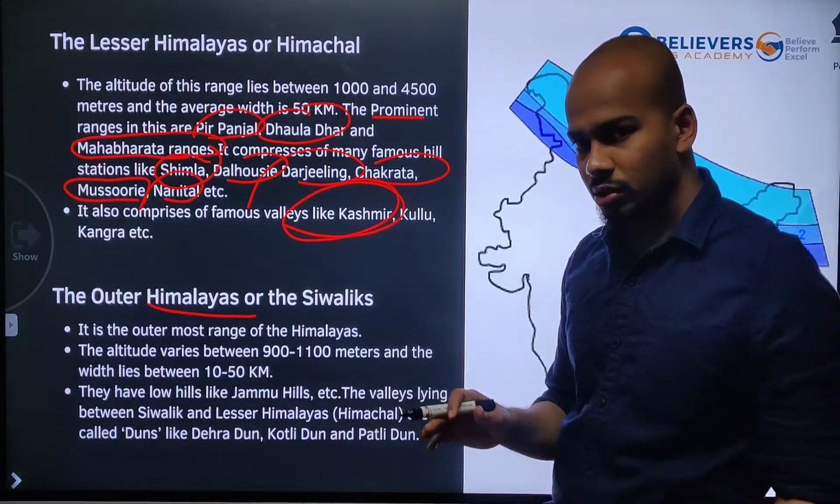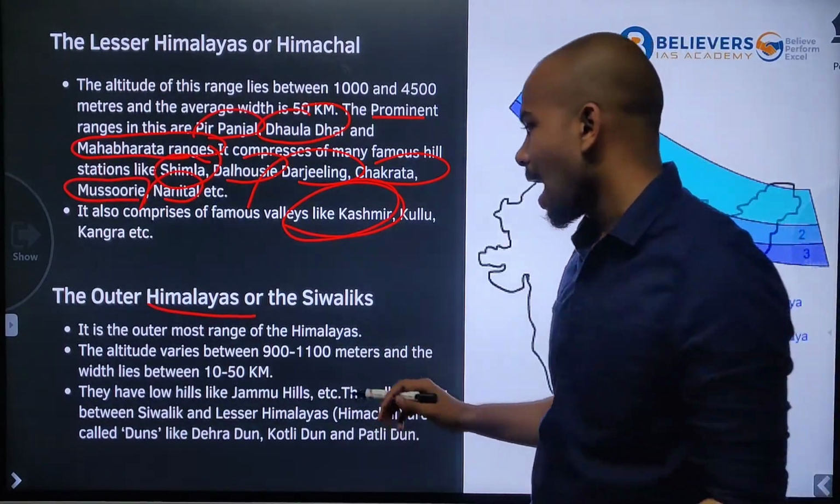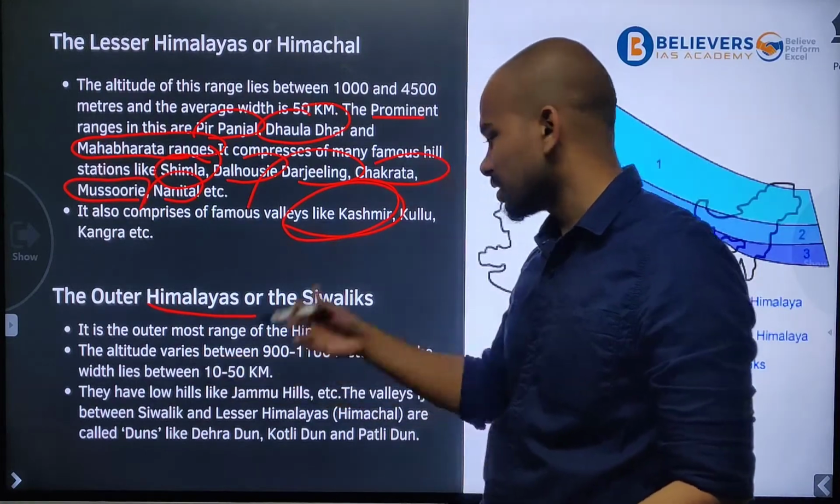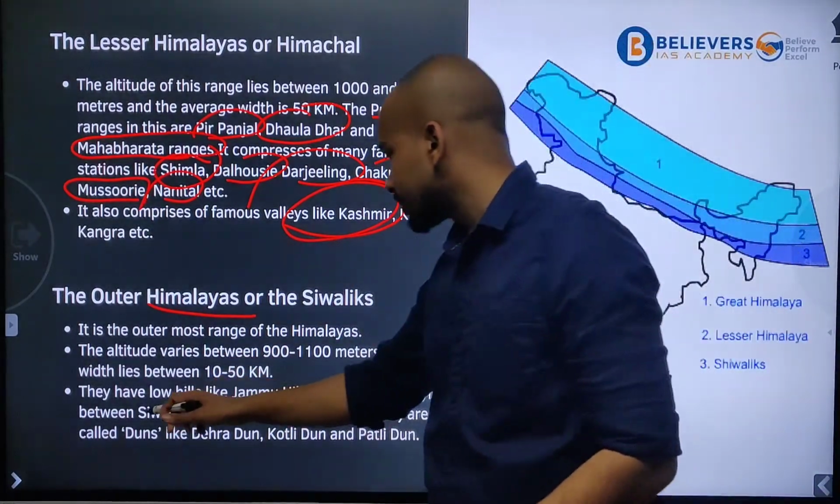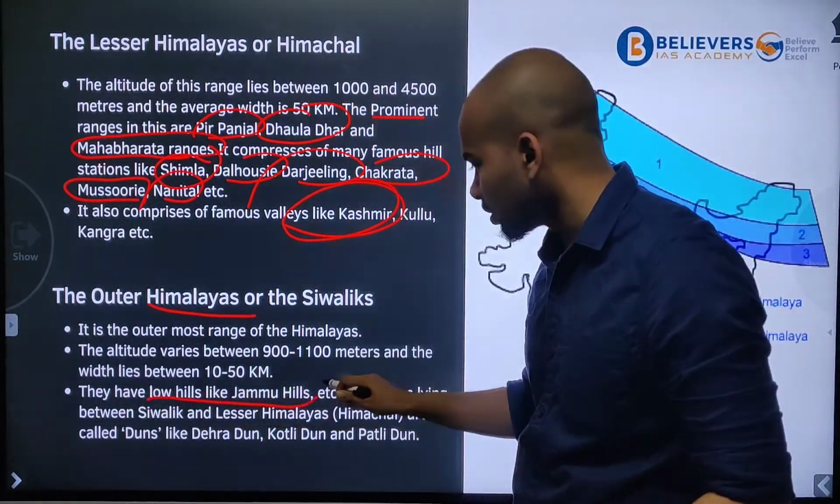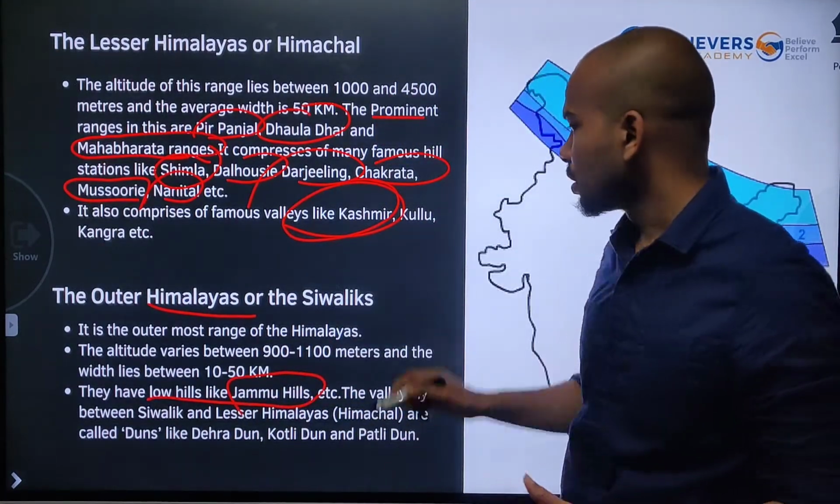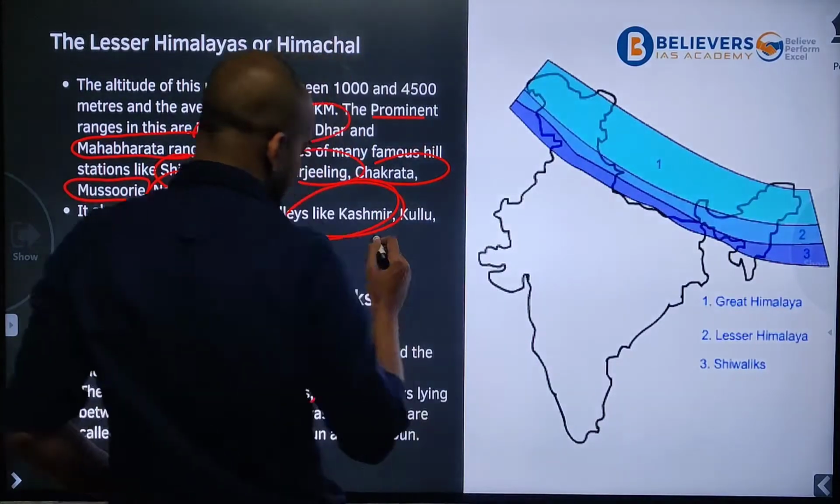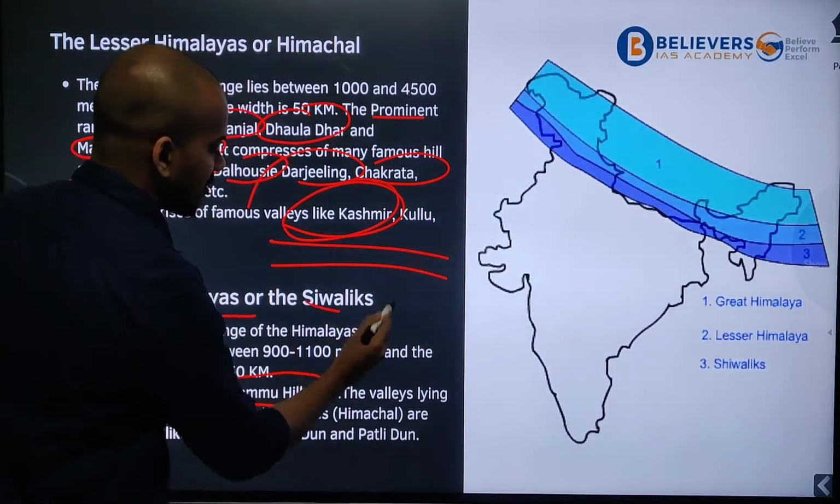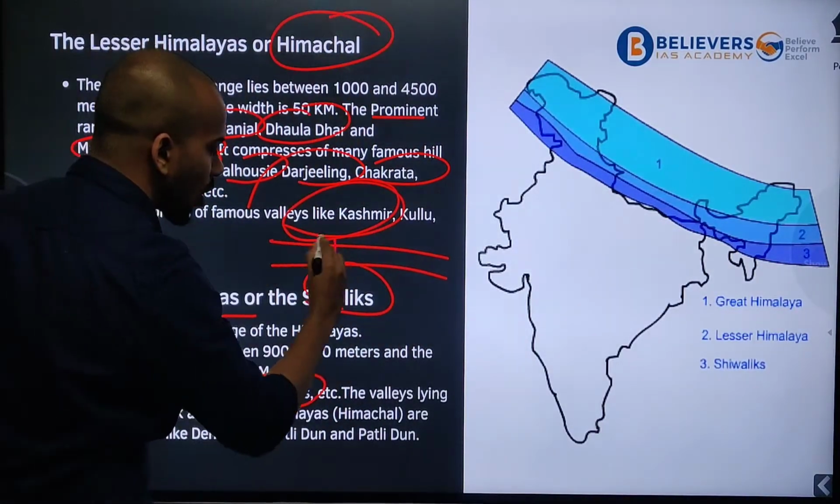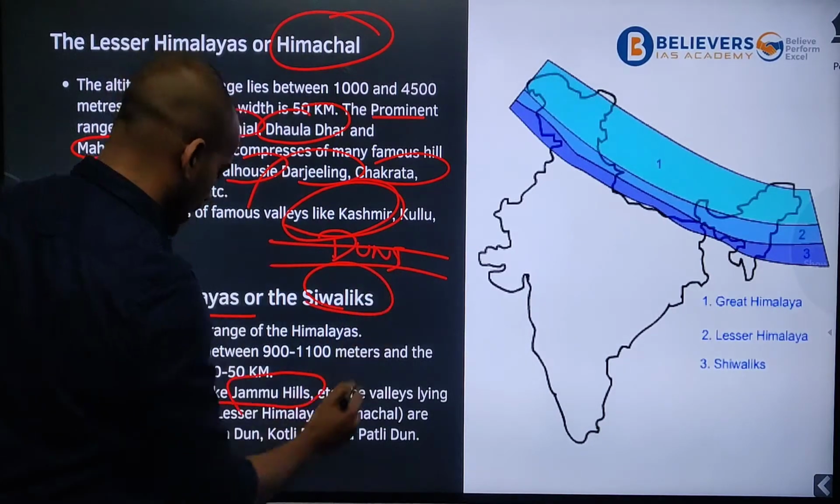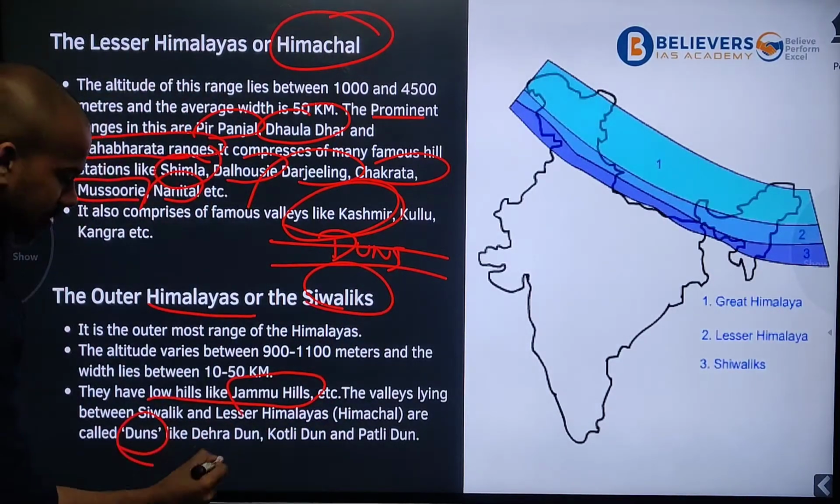So it is the outermost, the southernmost part of Himalaya, and the altitude varies between, okay, these numbers are not very important, and they have low hills like Jammu Hills. Jammu Hills is a part of Outer Himalaya, and the valley that's lying between Shivalik. So the valley that is going to lie between the Shivaliks and Himachal, it is known as dunes. Okay, it is known as dunes.